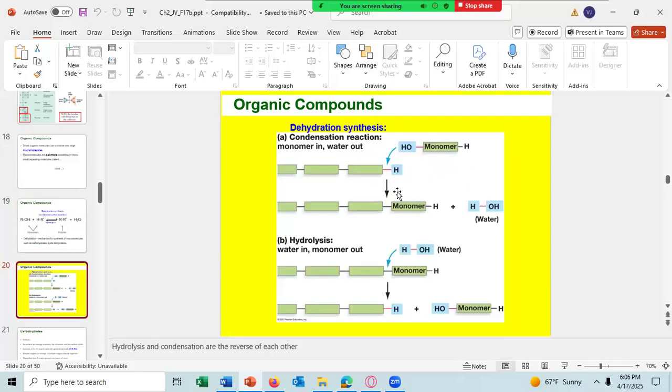So this is showing you a dehydration synthesis, where here we have a small polymer, and it's going to be adding a monomer. The OH group comes off of the monomer, the H comes off the polymer, forming water, and then that monomer binds directly to this polymer with a chemical covalent bond.